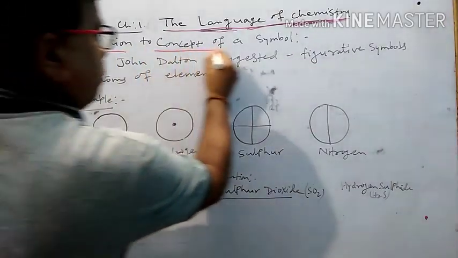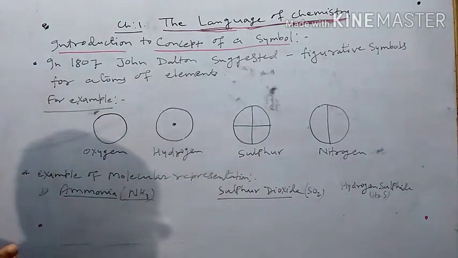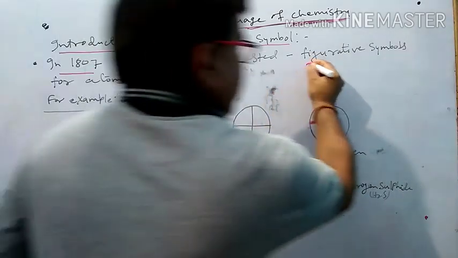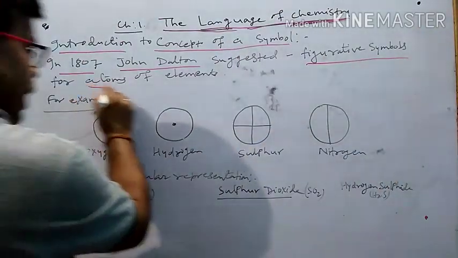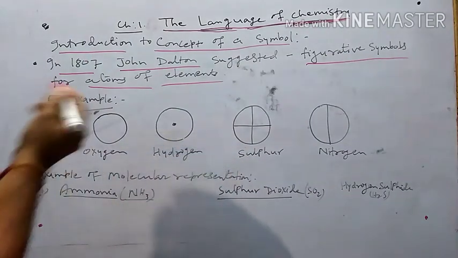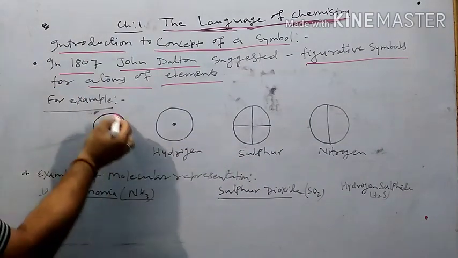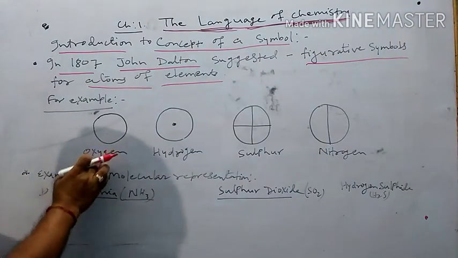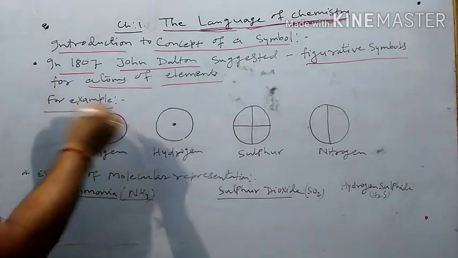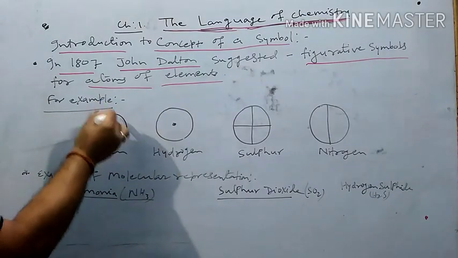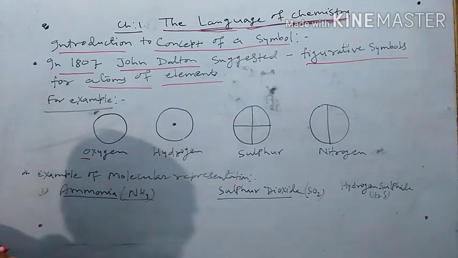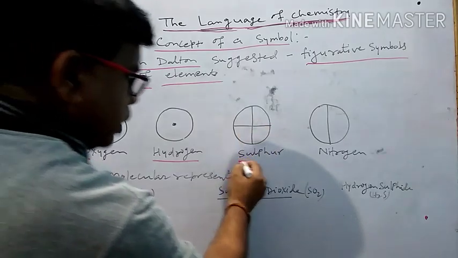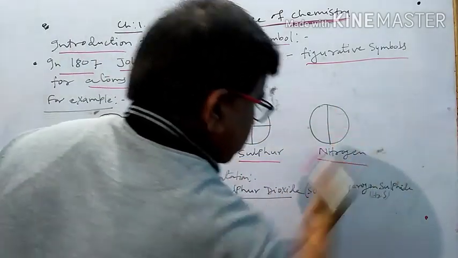Introduction to the concept of a symbol. In 1807, John Dalton suggested figurative symbols for atoms of elements. For example, this circular symbol is oxygen, and the symbol of oxygen is O. But at that time, this figurative circular symbol was oxygen. This is hydrogen, this is sulfur, and this is nitrogen.